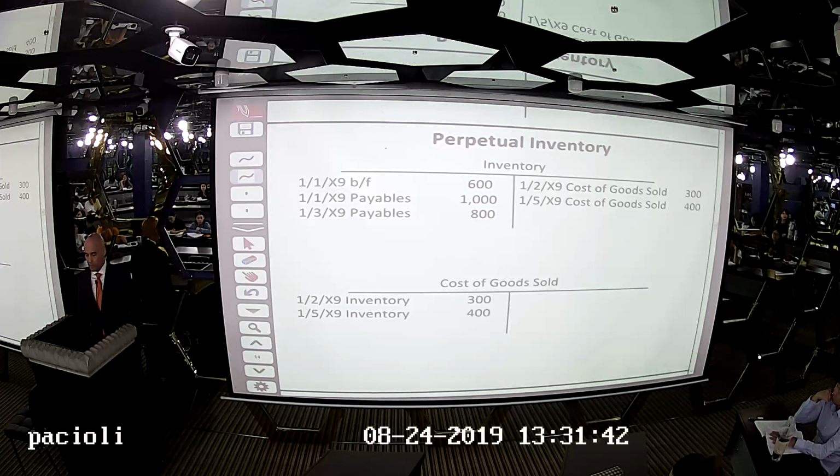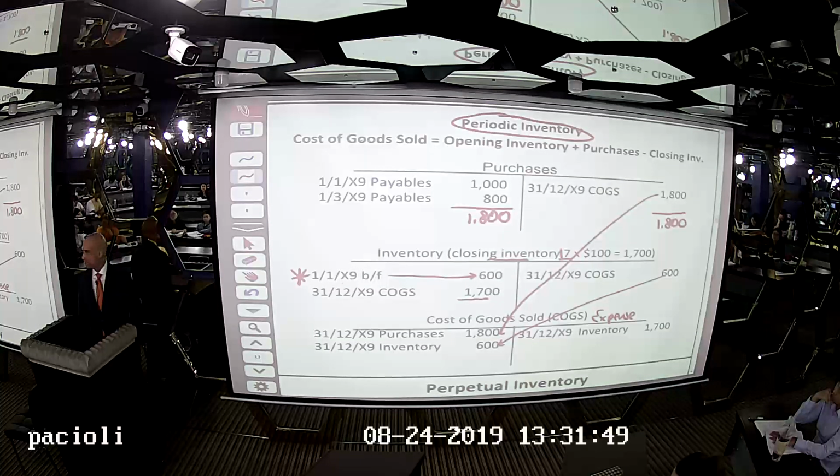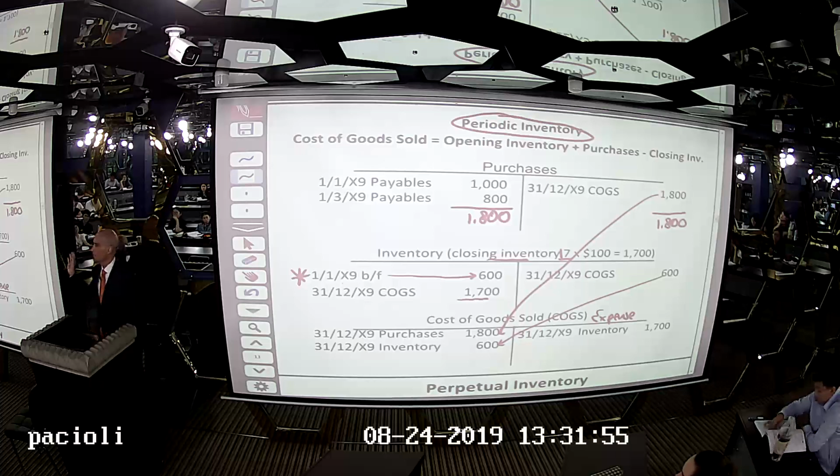Should you follow the perpetual method or should you follow the periodic method? You can follow either, it's up to you. The periodic method here is used more with smaller companies.